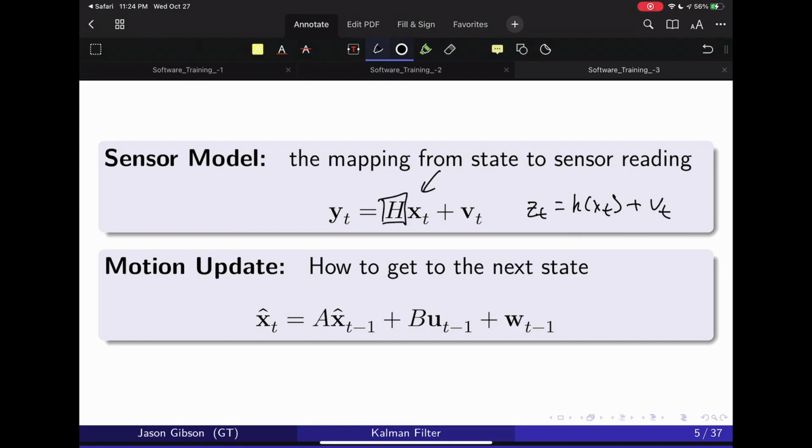This H matrix is going to do the exact same thing as this function we talked about earlier, which is take a state to an expected measurement reading, but we're going to assume some linearity of this process. And the exact same thing holds for the motion update.